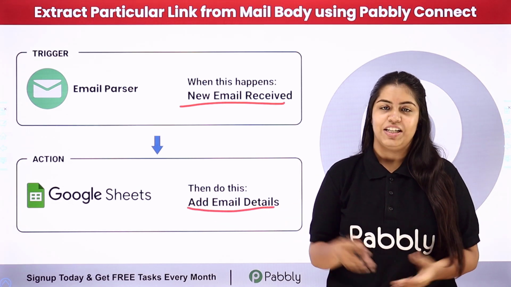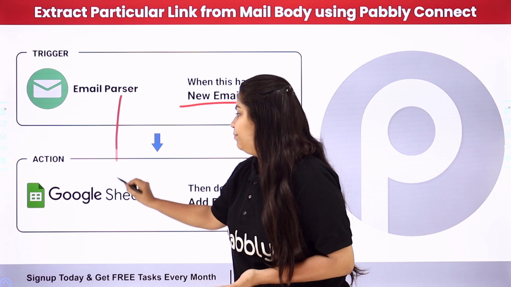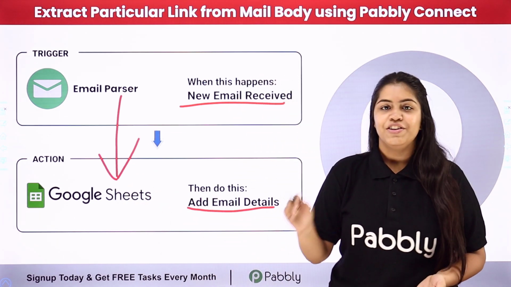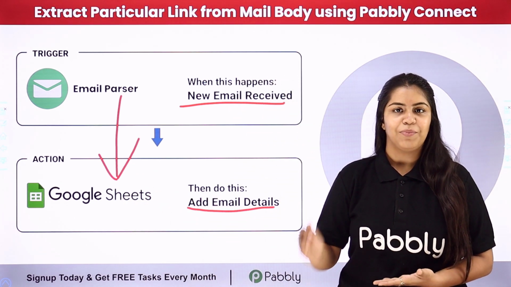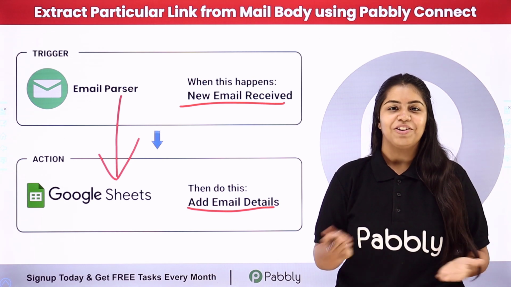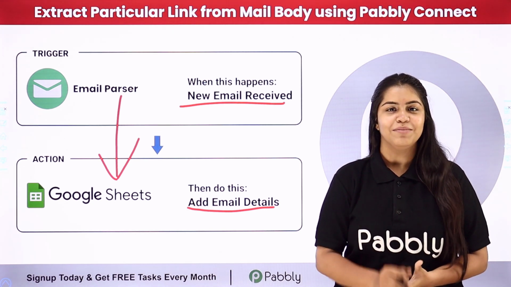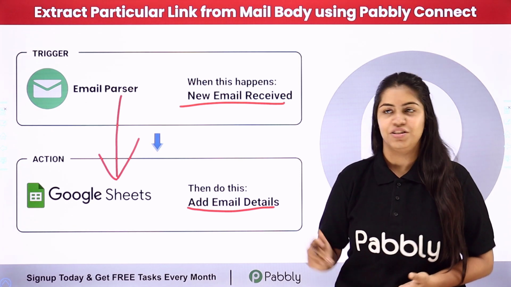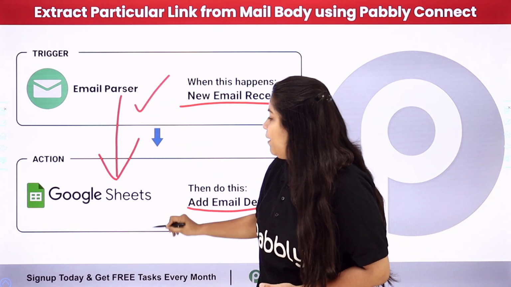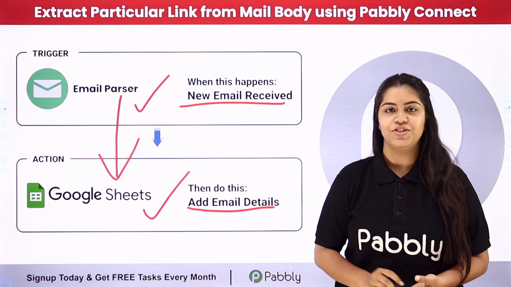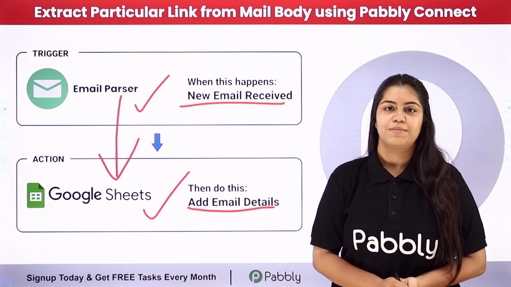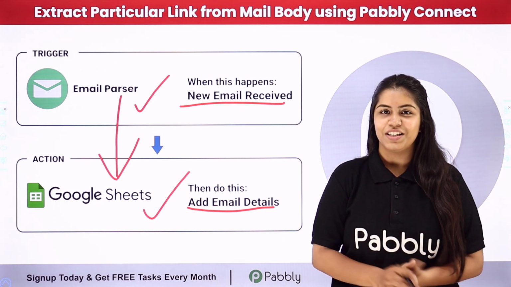For this, we are going to create a connection between email parser and Google Sheets. To create this connection without knowing any programming or coding language, we are going to use Pabbly Connect. It is an amazing automation software. So in Pabbly, we have the concept of trigger in action. For trigger, we are going to use email parser, and for action, we are using Google Sheets. So if you also wish to learn this process step by step, follow me through the screen.